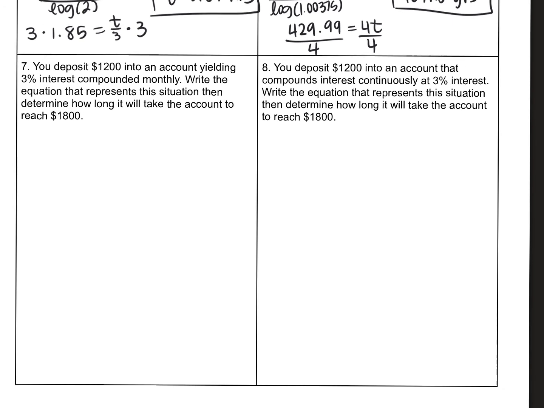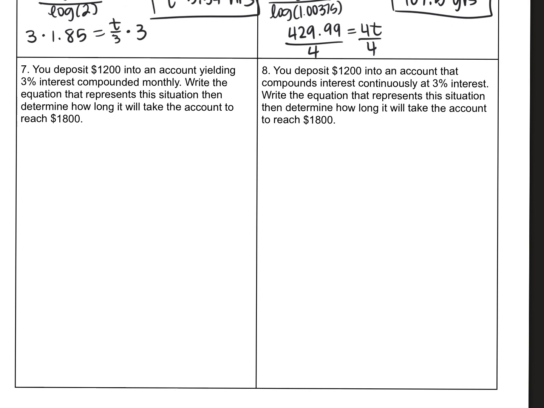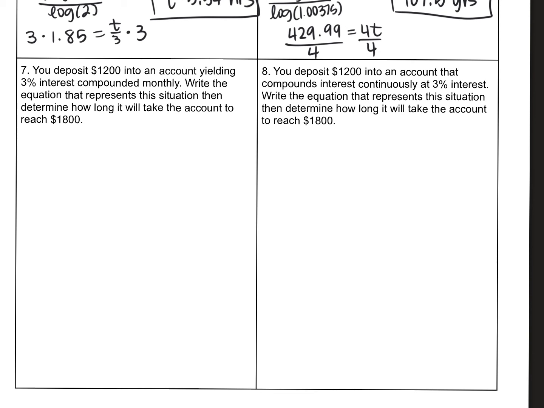So the last two examples I changed slightly from the examples they were in section 2. So we're going to deposit $1,200 into an account yielding 3% interest compounded monthly, and we're going to determine how long it will take the account to reach $1,800. So accounting for my slight change, we'll have the equation A equals 1,800, 1 plus 0.03 over 12, and then our exponent, 12t. Oops, sorry. My initial amount is 1,200. Sorry.